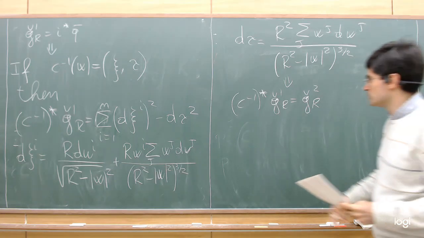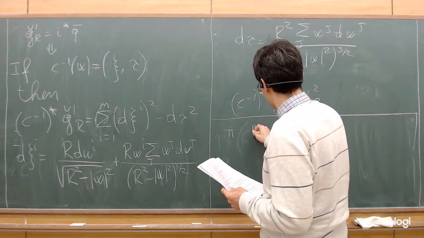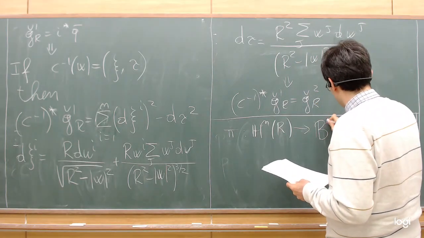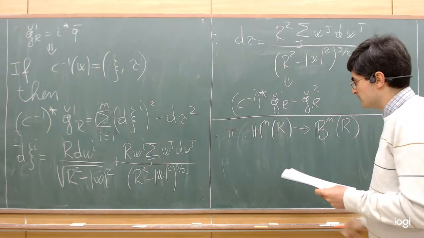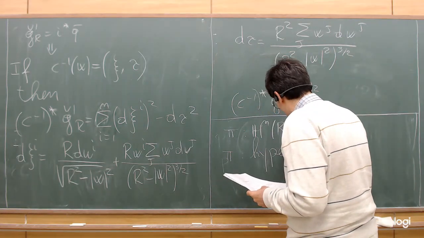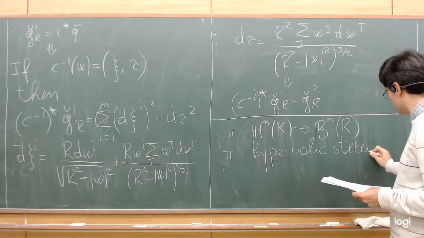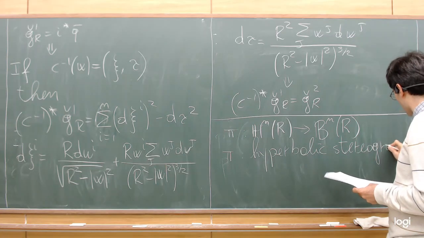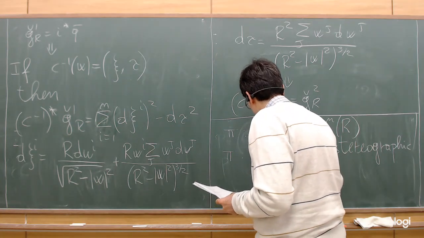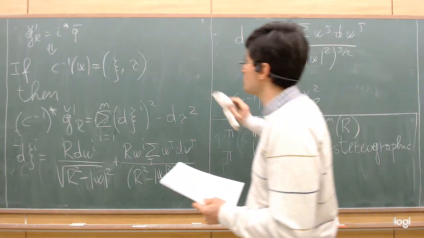Now what about the isometry between H and R and B and R? Pi is what we call the hyperbolic stereographic projection, and it is defined as follows.